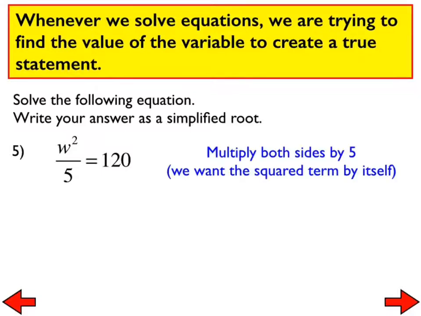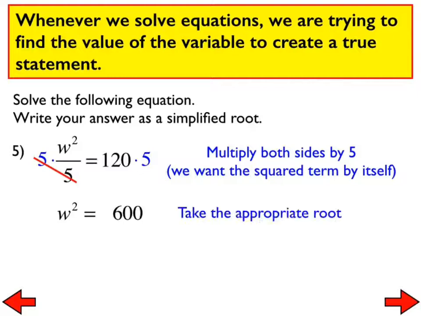So let's do that. And when we do that, on the left-hand side we have w squared. On the right-hand side we have 600. You need to now finish it. Notice the instructions say no decimals on this one, just simplified root. I'll give you about a minute.